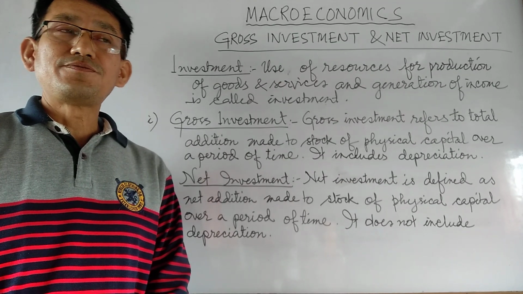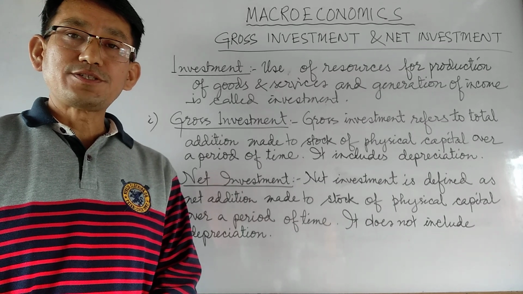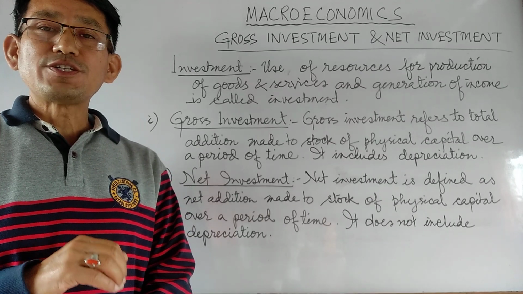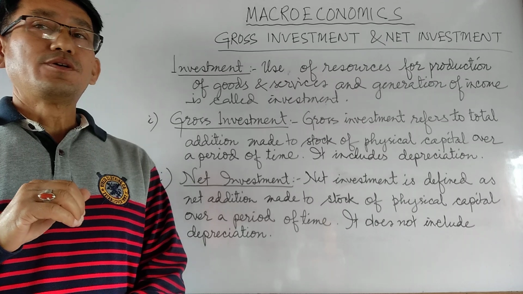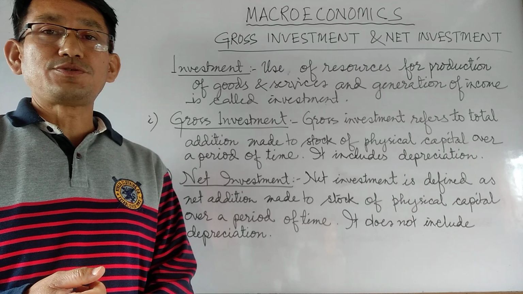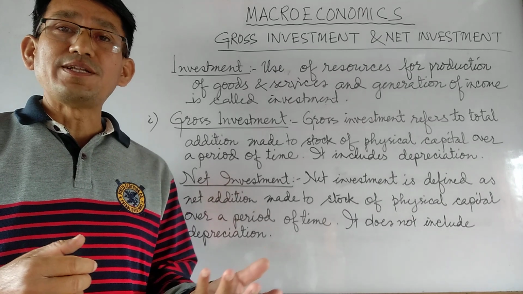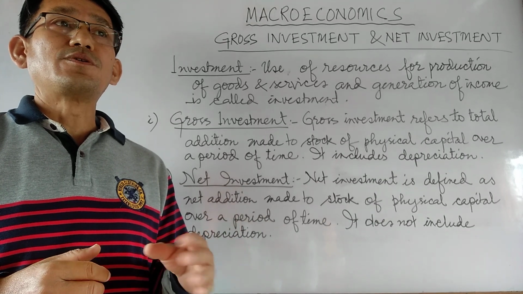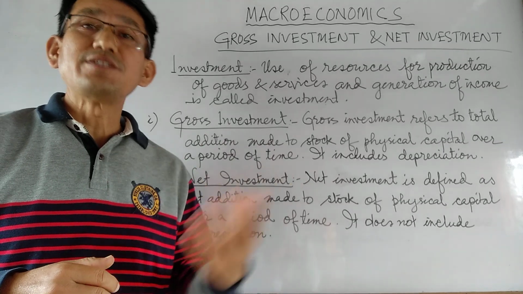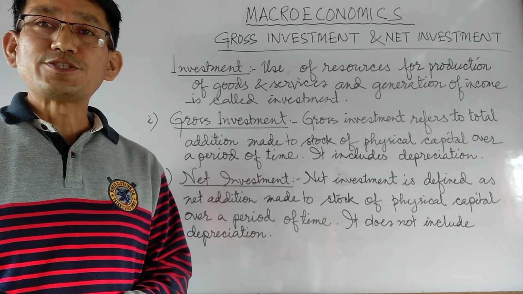Now let us take up another macroeconomic variable, that is investment. So what is an investment? An investment is the use of resources for the production of goods and services or for the generation of income. If we use money, for example, for business purposes, it will generate income. So this is an example of investment.